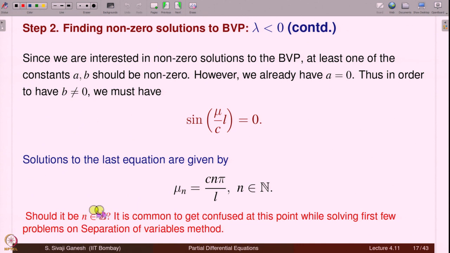This is not correct, because if n belongs to Z, that means if you take a negative number, mu n becomes negative. But you see, when we are looking for lambda less than 0, we suppose that lambda equal to minus mu square and mu is positive. Therefore, mu n cannot be negative. Therefore, n belongs to N is correct. Keep this in mind, be very careful at such points.